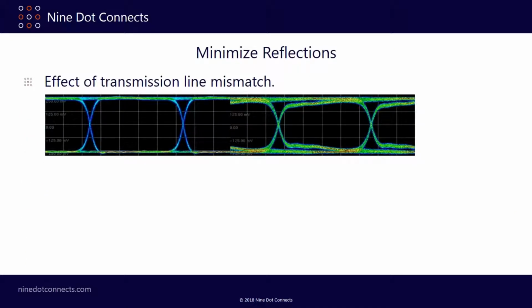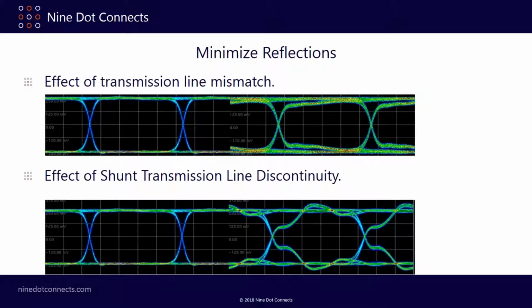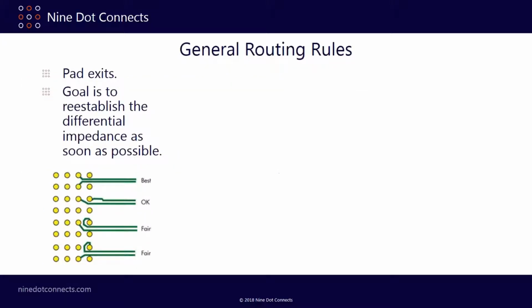When you're minimizing reflections, you need to be aware of transmission line mismatches. So again, you can see on the right-hand side an effect shown by a mismatch. And you can also get quite a significant change in waveform if you have a transmission line discontinuity.